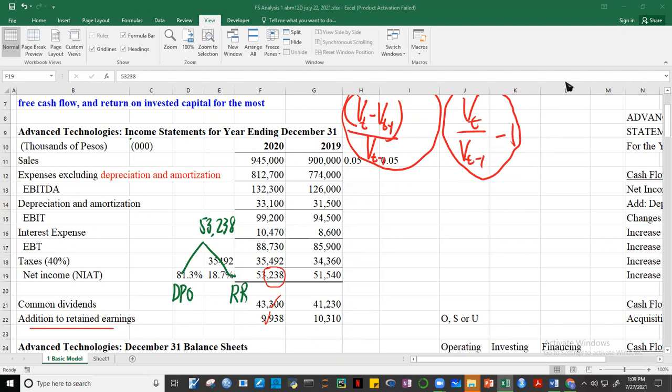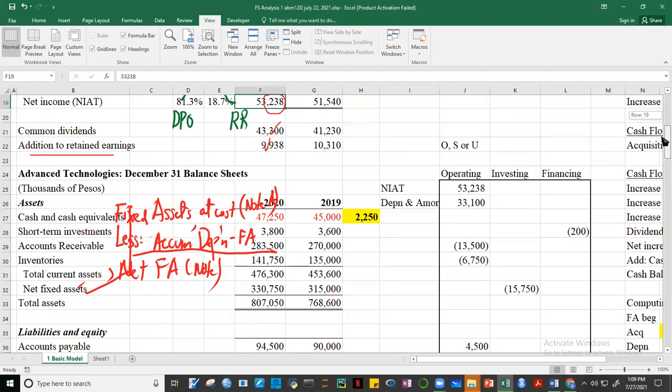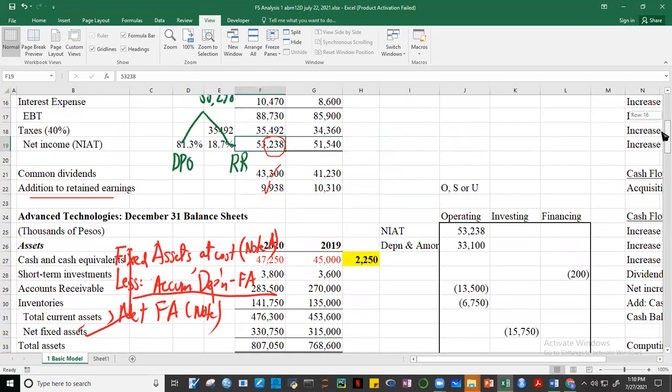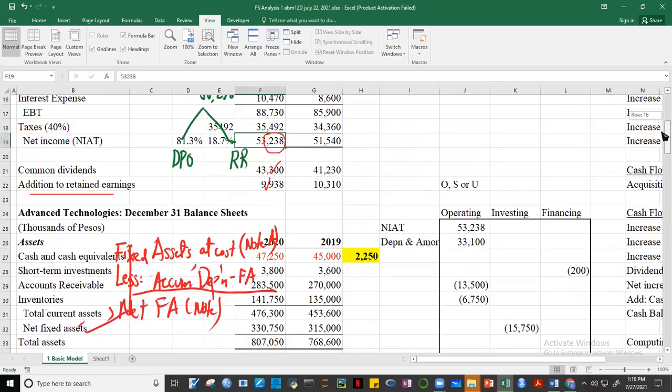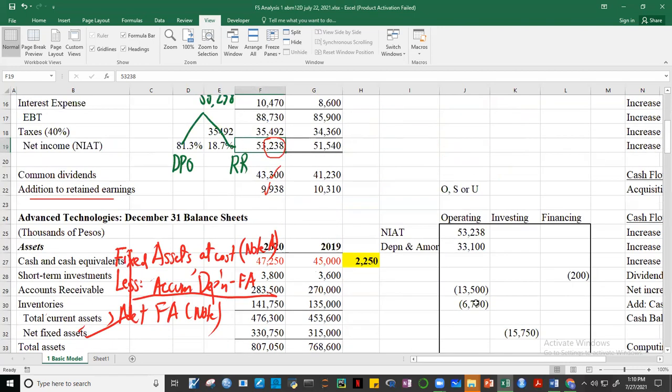Okay. So, ang sinasabi ni Kairin, is it the addition to retained earnings 9938? Okay. Sabi natin kanina, si 9938, it's only actually part of 53238. Andito dito si 9938. Kasama siya dito. So if we add 9938 here, guys, magdo-double counting tayo kasi andito yan eh. 9938 is just part of your net income after tax. Okay, so another try, guys, another try.